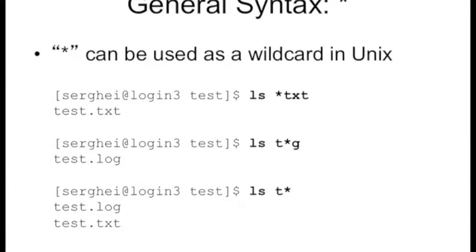Okay, no questions. Let's see the wildcard in Unix. We'll be using the star for that. The idea is that if you have many files in your directory, let's say 1,000 files, and you want to see the ones which are txt files. A txt file means that the file ends with txt, it has the extension txt, or even better, .txt.